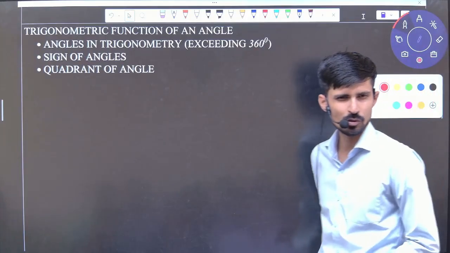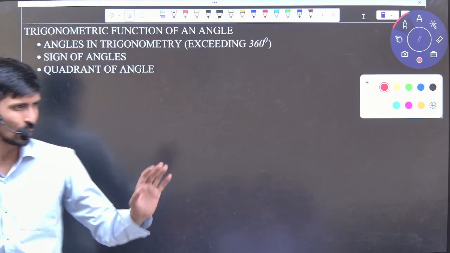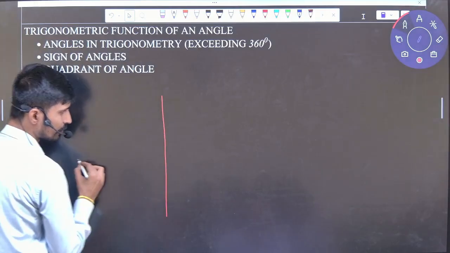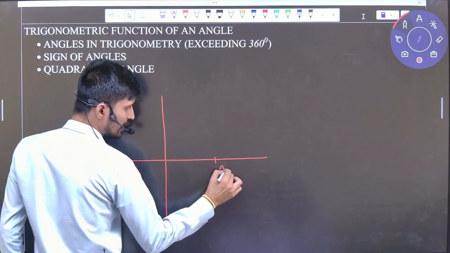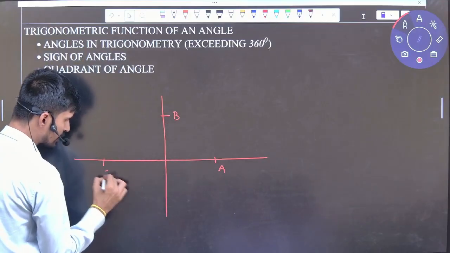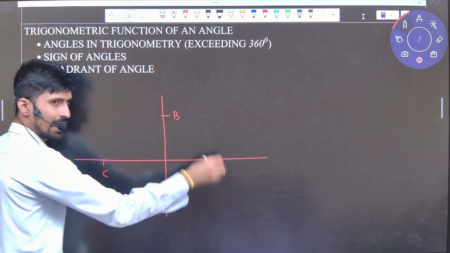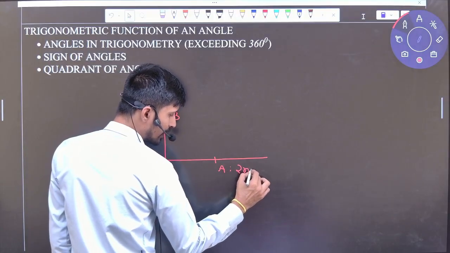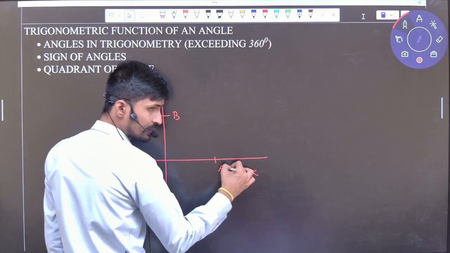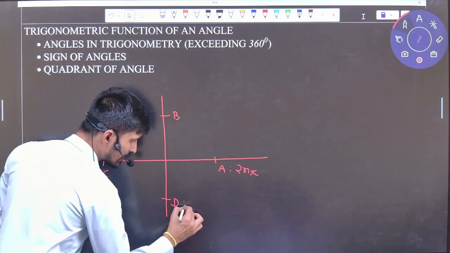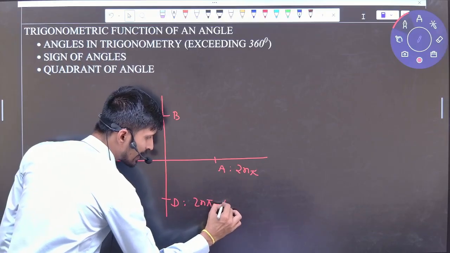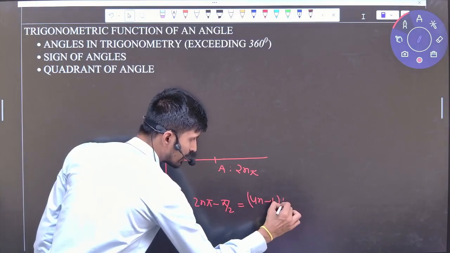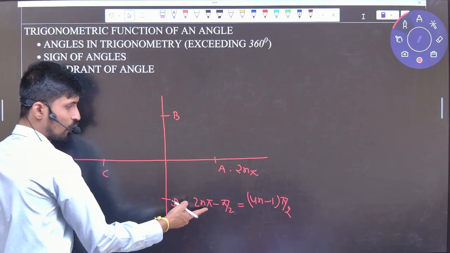Now, you will not draw another figure, okay? I will give you. Say this is point A, this is our point B, this is our point C, this is our point D. That was anti-clockwise rotation. Let's talk about clockwise rotation, how it will work. This will be 2n pi, yes or no? What will this be? 2n pi minus pi by 2, and this will become (4n minus 1) pi by 2. Acha, this is (4n minus 1) pi by 2.